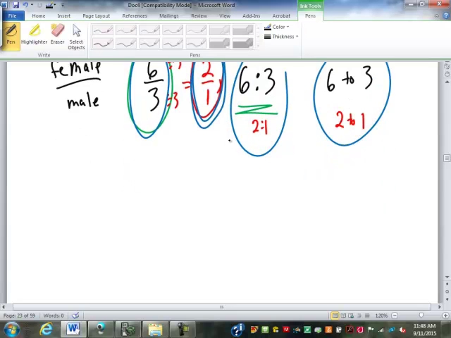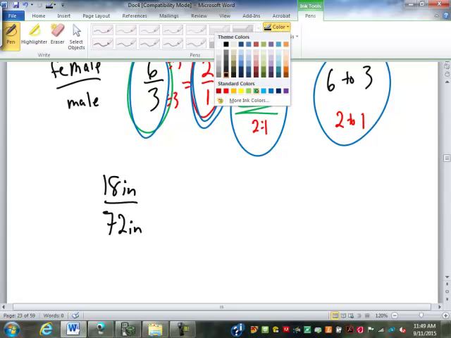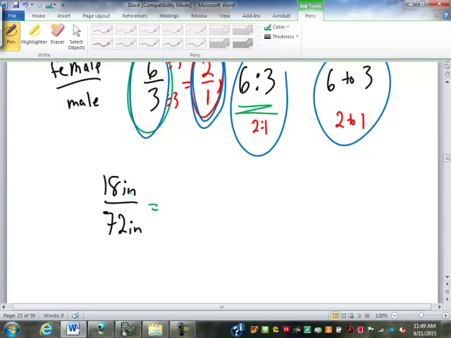I might do a ratio of the tables in this classroom here. The width to length. The width is 18 inches. The length, 6 feet, would be 72 inches. So if I reduce that, first of all, the inches divide out, and both of those can actually be divided by 18 to reduce to a 1 to 4 ratio.